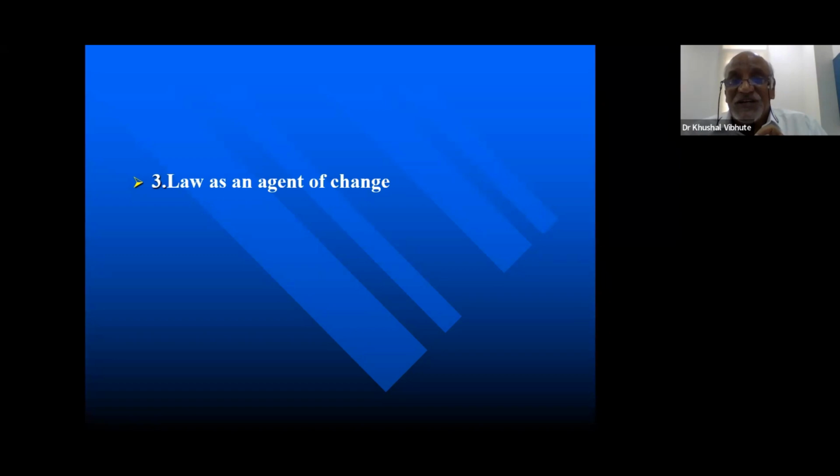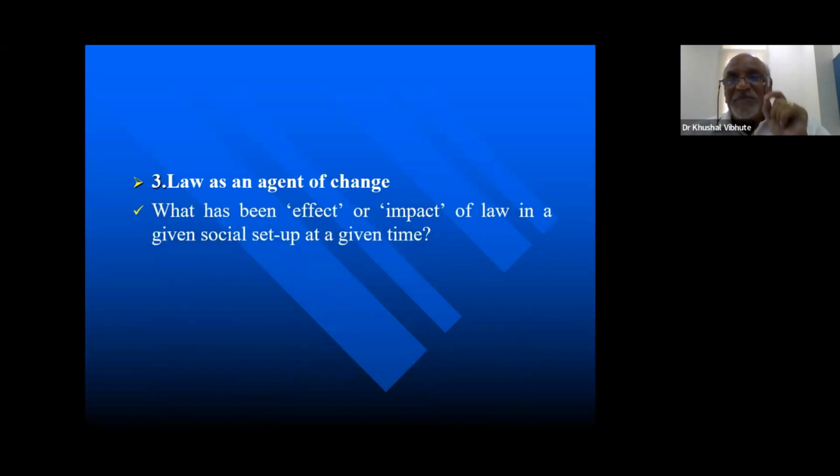This perception generally involves impact studies. What has been the effect or impact of a given legal fact or law in the given social setup? Therefore, here the researcher tries to see the impact, the effect. To put it in general terms, one can say the researcher tries to see the social face of law, the social reaction to law, law in action, not the law in a statute. Therefore, this becomes a legal fact for him or her: what has been the impact of a given law or legal fact?